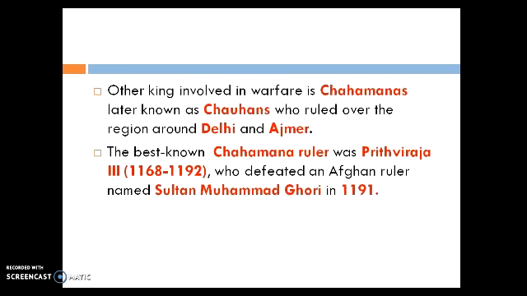Also other kings like the Chahamanas, later known as Chauhans, ruled over Delhi and Ajmer. The main king among the Chahamana rulers was Prithviraja III. He defeated an Afghan ruler named Sultan Muhammad Ghori in the year 1191. But in the next year itself, this Sultan Muhammad defeated Prithviraja III.